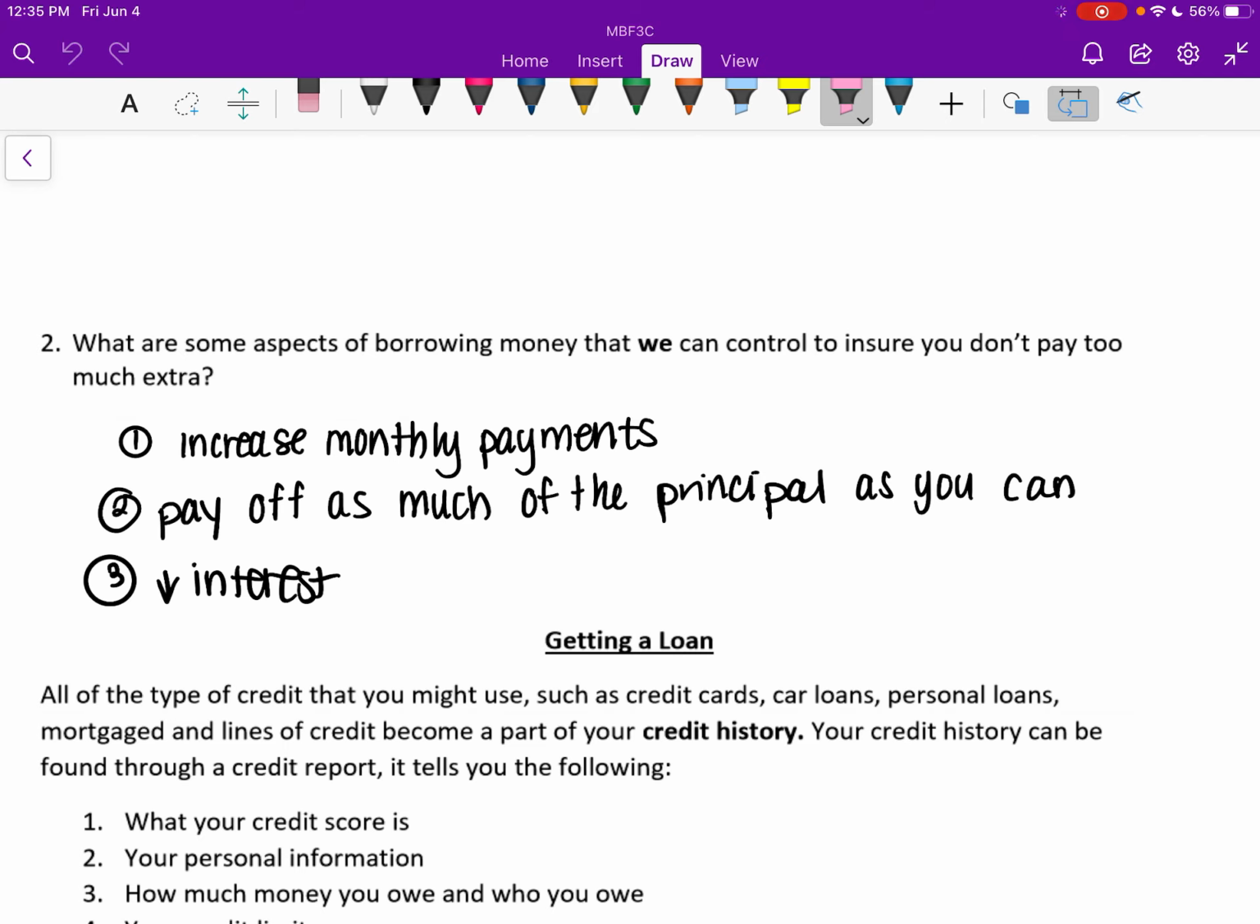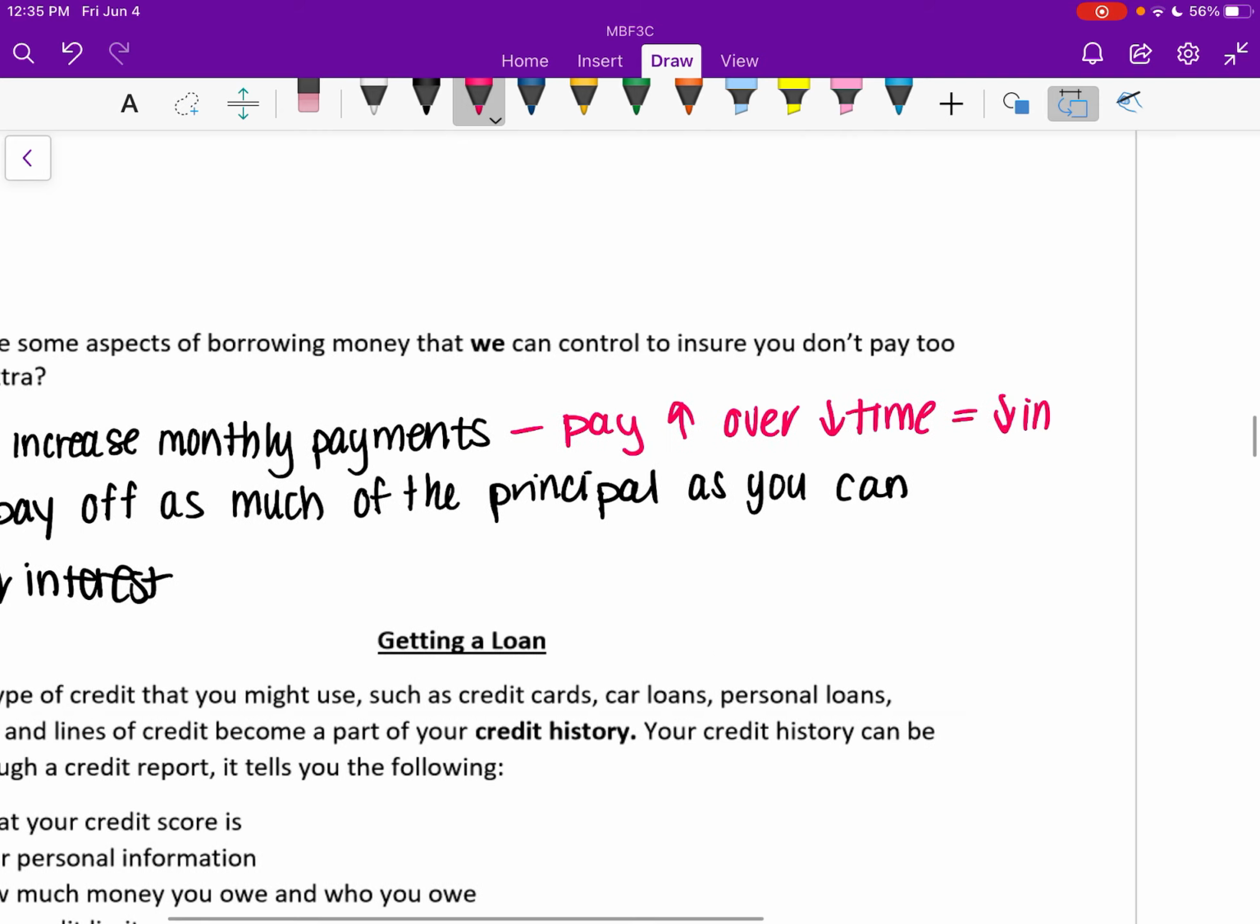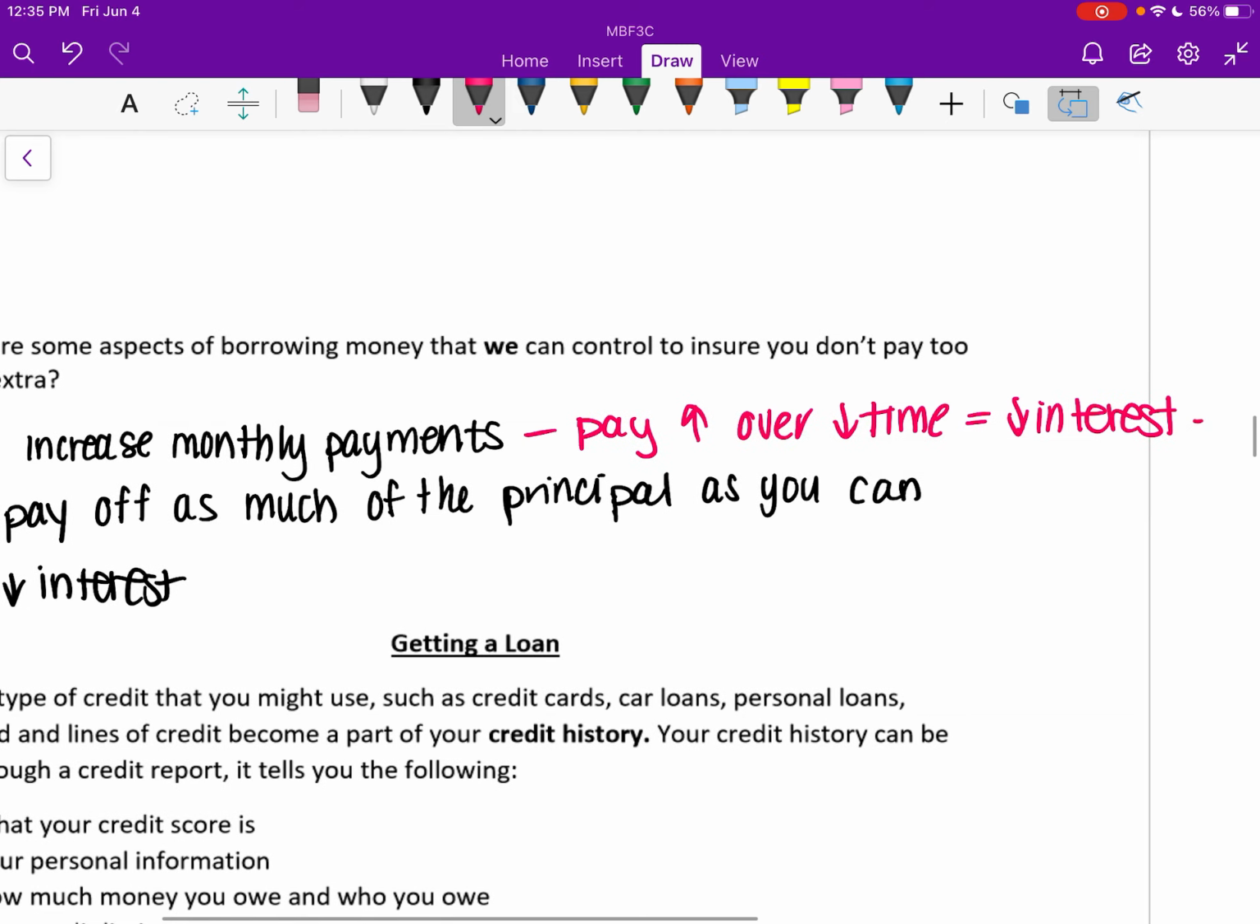You can increase your monthly payments. If you pay more over a shorter period of time, you end up paying less interest. Pay more over less time equals less interest. We saw that with our credit cards: if we paid more than just the minimum payment they required us to pay, the more you pay over a shorter period of time, the less interest you spend.